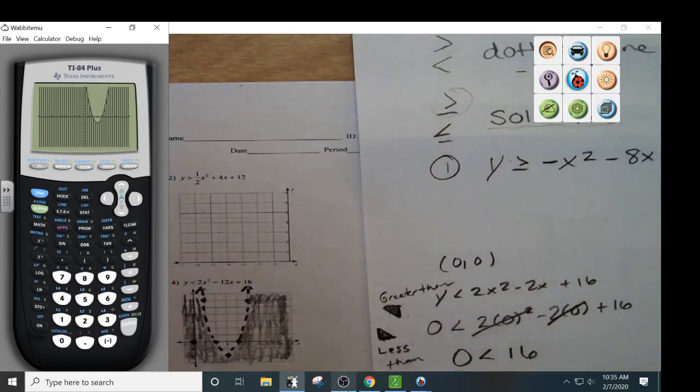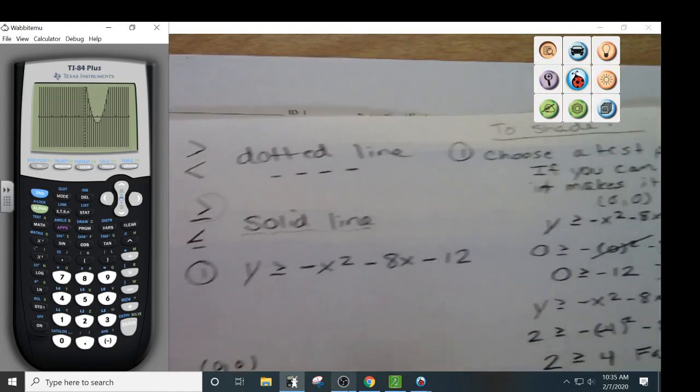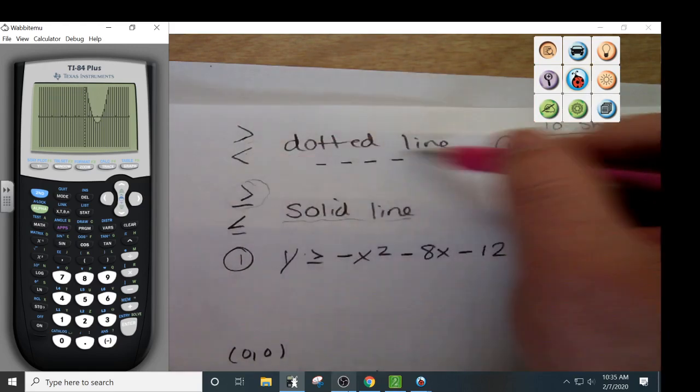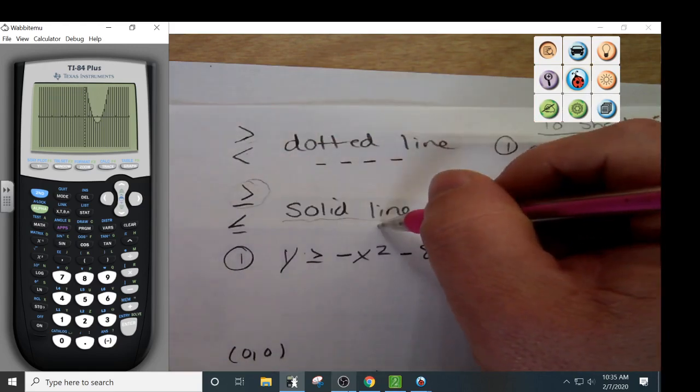You have to know the difference. It will not show a dotted boundary line. All this does is tell you where it's shaded. And guys, remember to tell if it's solid or dotted: if it isn't equal to, it's dotted. If it's equal to, it's solid. That's the only way you will tell.